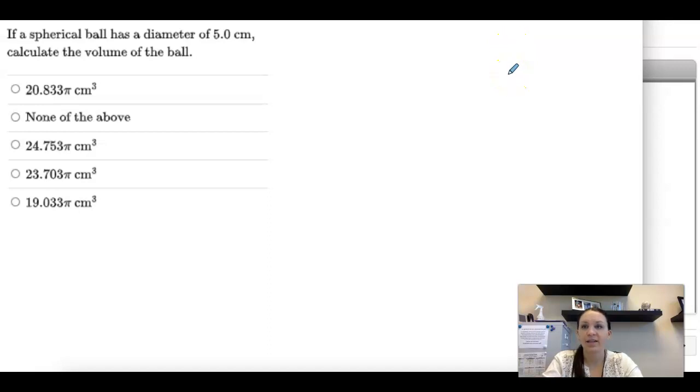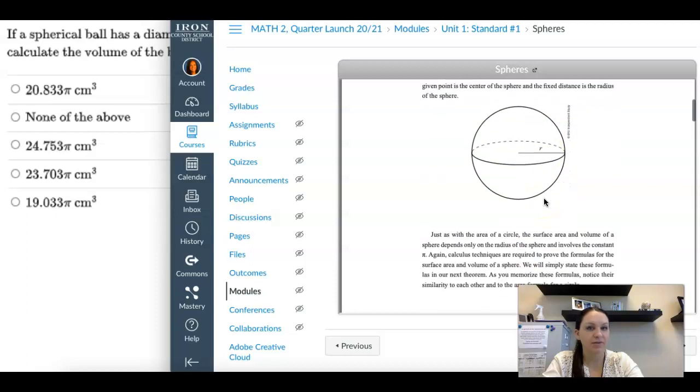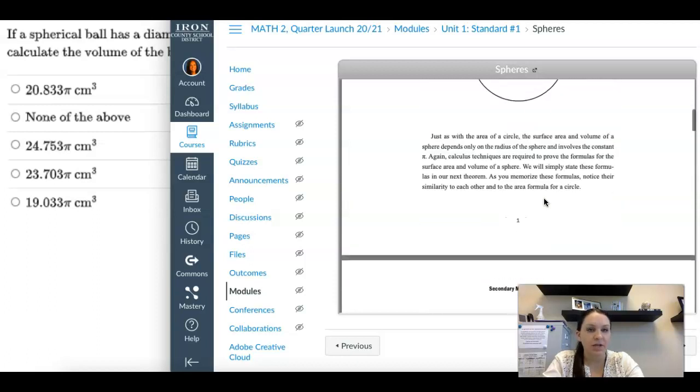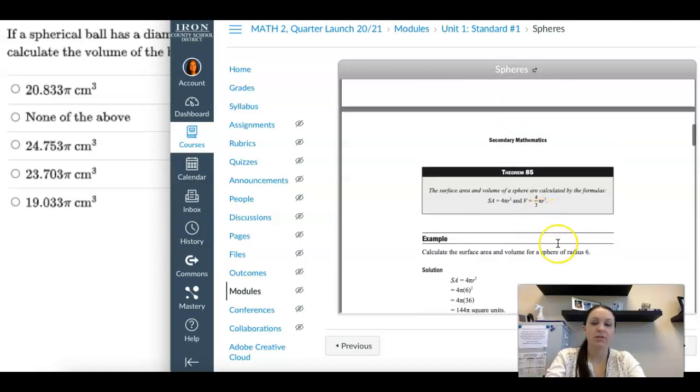Hey guys, this section is on circles and spheres actually. So we're going to calculate the surface area of a sphere and then the volume of a sphere. So again, here's your notes where it talks about surface area and volume. Here's the formulas that we're going to use.